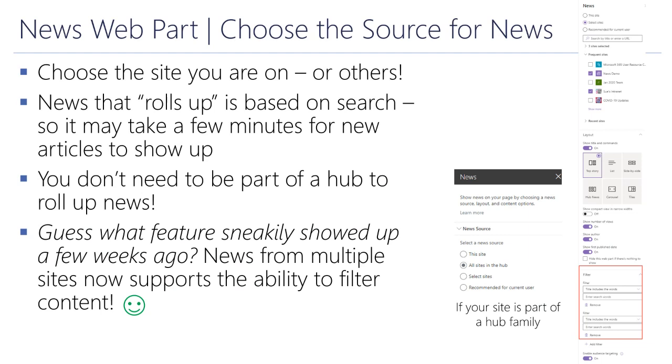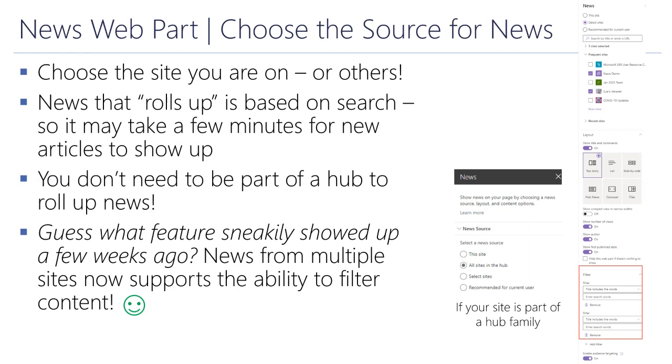But the superpower ability to roll up news does not only apply to hubs. You can select the news from any site that you have access to and have that roll into the site that you're on. One thing to note is that when you are rolling up news, the news from the sites that are not yours are based on search. So don't expect the news that you publish on another site to necessarily show up immediately in your site, but I promise you it will. So the cool feature is you don't need to be part of a hub to roll up news.